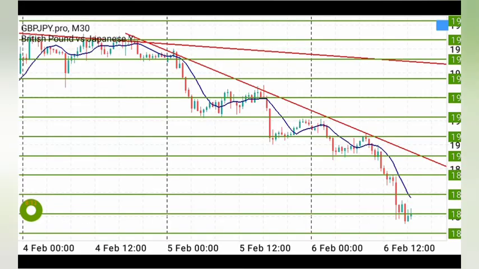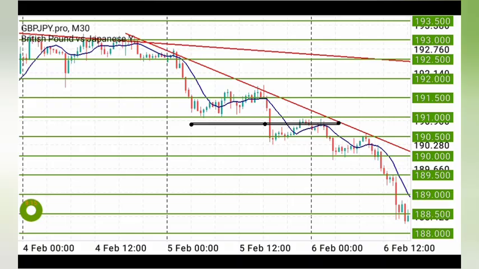Now I want to see price get to this level, which is this level here. I want price to break below this level. If price breaks below this level, I want to see price retest. I didn't mean for price to break into this level.